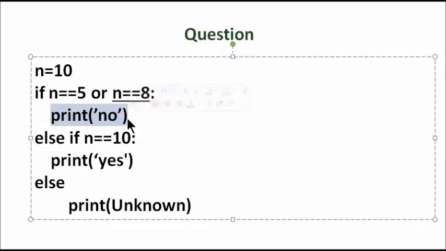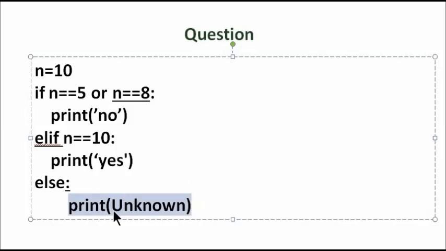Then come to the next statement. Print "no". No error. The next statement: else if n == 10. Can I use it like this in Python? No. If you want to use else if, you have to give the keyword elif: elif n == 10. Underline the correction. Then come to the next line. Print "yes". Correct only. Then next statement, else. What is missing here? Colon is missing. Underline.